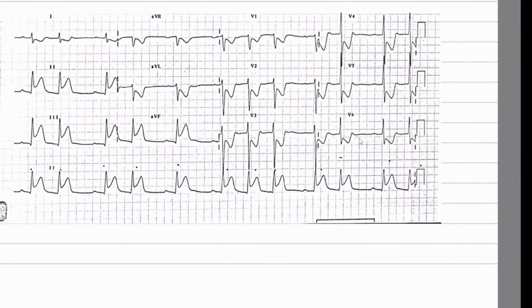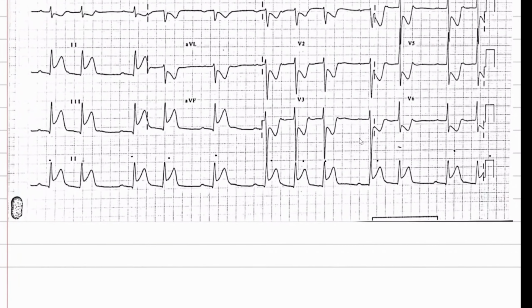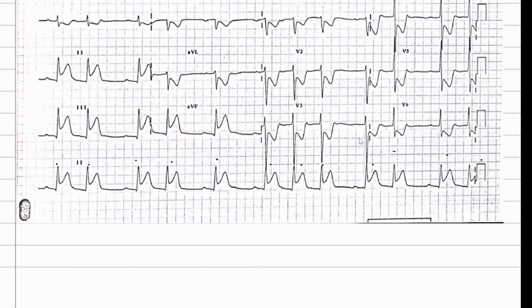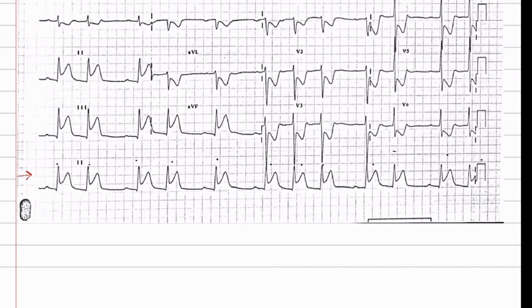So what do we see here? Of course, we look at the rhythm strip. Rhythm strip means lead 2. So you see the rhythm strip, whether any regularity can be seen or not. Here there is a P wave with QRS, here there is no P wave, here there is a P wave but no QRS. Like that it changes. So this is an irregular rhythm.